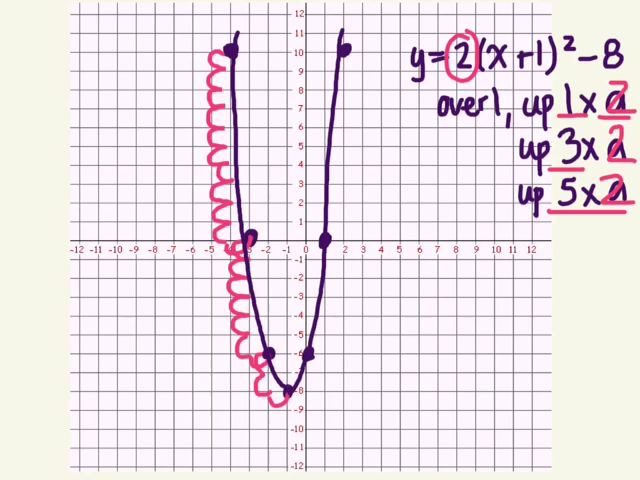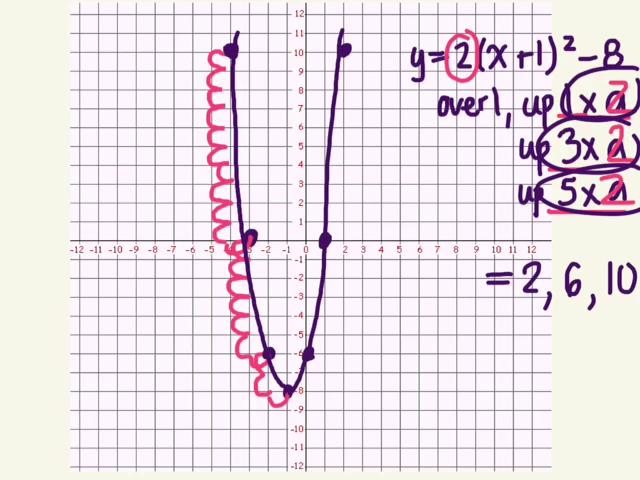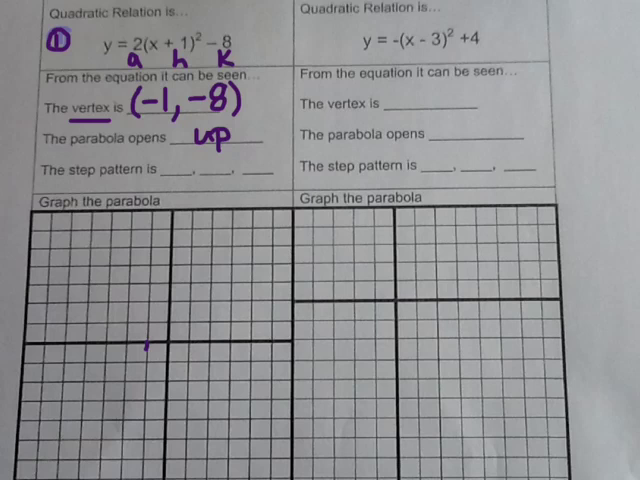So for the first one, the step pattern here, what's 1 times 2? And 3 times 2? 5 times 2? The step pattern was 2, 6, 10. So we'll write that on the first page. You're just finding 2, 6, and 10. And we'll do the second one now.